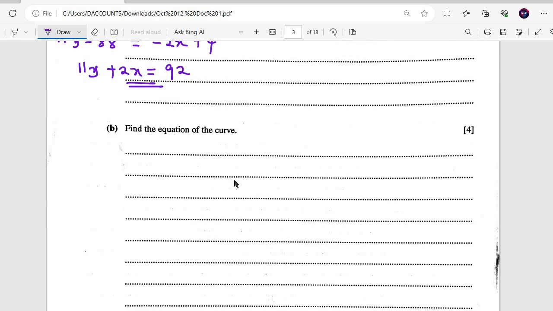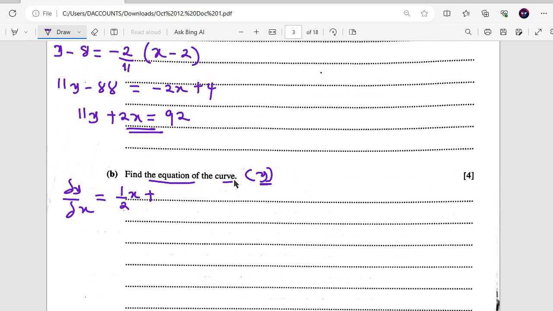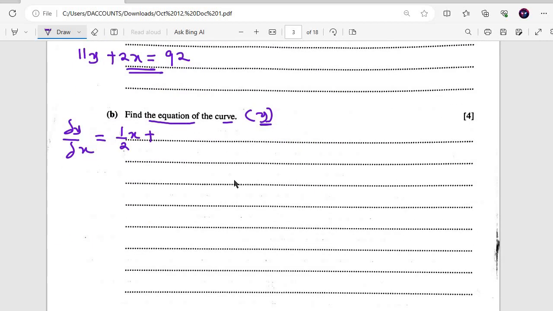Now find the equation of the curve. What is the meaning of finding the equation of the curve? It means you have to find the value of y. How do you get the value of y? If dy/dx is given, to find y you just integrate. Since dy/dx is given, dy/dx is half x plus 72 over x to the power 4, which can be written as 72x raised to the power minus 4.